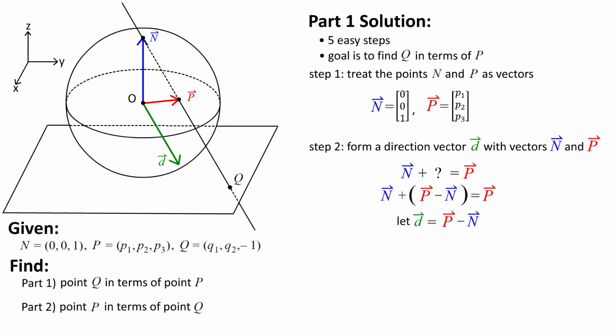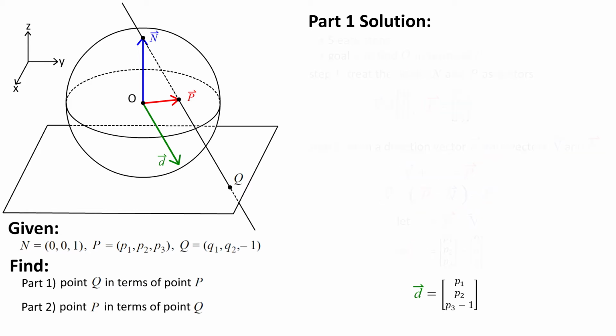Let's now solve for vector d by plugging in vectors p and n. Therefore, vector d equals (p1, p2, p3) minus (0, 0, 1). This then reduces to (p1, p2, p3 minus 1). I'll now erase some other stuff to reduce clutter, and I'm going to keep our direction vector at the bottom of the screen so that we can use it later.